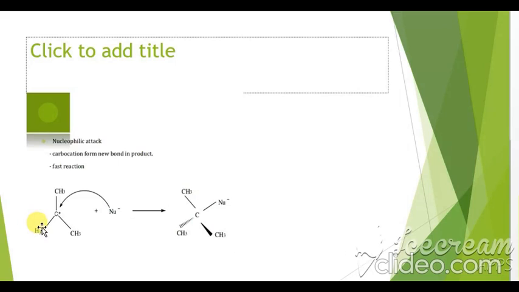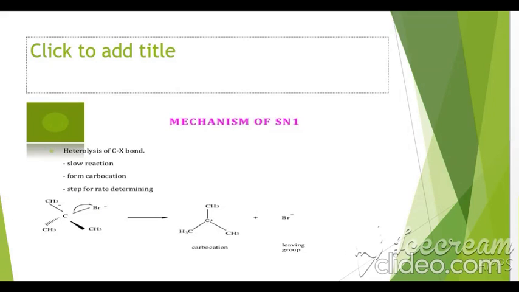First of all, a tertiary alkyl halide follows the SN1 mechanism. The first step is the ionization of the tertiary alkyl halide. It contains 3 bulky groups, CH3, CH3. So it is ionized in the presence of a polar solvent, and a carbocation, C plus, is formed. This carbocation is very important.